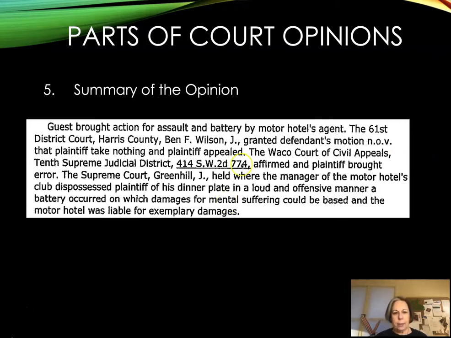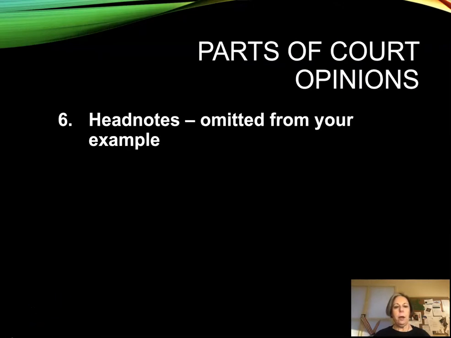So in this case, the 61st District Court, that's a trial court, and Ben Wilson was the trial judge. And he granted the defendant's motion NOV. Anybody got an idea of what an NOV means? It is when a trial judge who sat in a jury trial grants a defendant's motion to set aside the jury's verdict. It went to the Waco Court of Appeals, which affirmed the trial judge, and then it went to the Supreme Court, where Greenhill wrote the opinion, and you see the holding there.